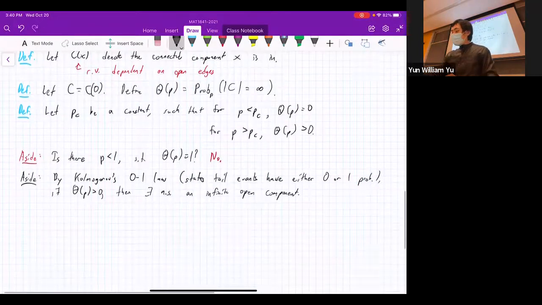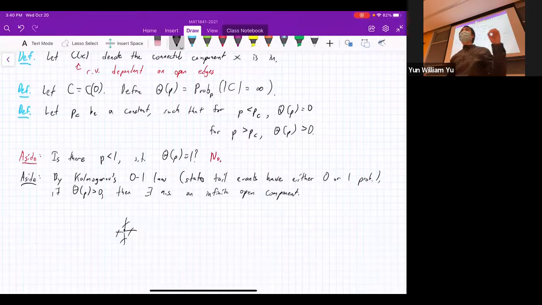A moment ago, we said that if we have some point, there's some chance that all the surrounding edges are closed, and so for any p less than one, theta of p can't equal one. But that was only measuring the probability that the component at zero was infinite. It's not measuring the probability of whether there exists an infinite component. You can look for this in the probability text. The intuition is that we only care about whether there exists an infinite component, not whether it's at zero. So long as the probability of having an infinite component at any point is greater than zero, because we have a bunch of different points scattered around an infinite plane, with probability one there will be an infinite component somewhere.